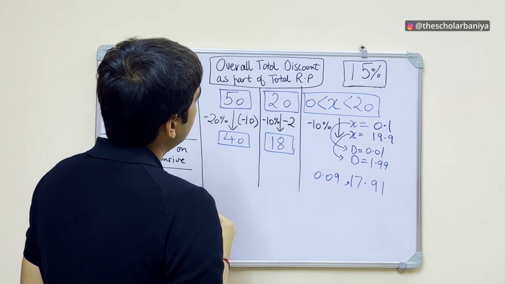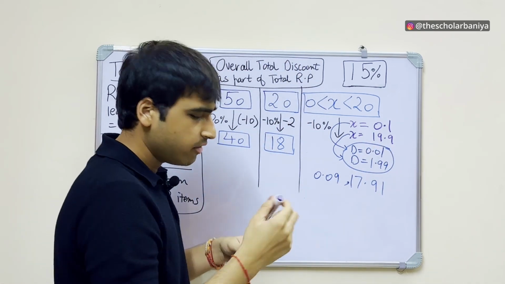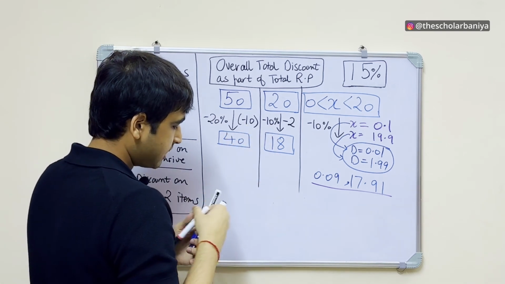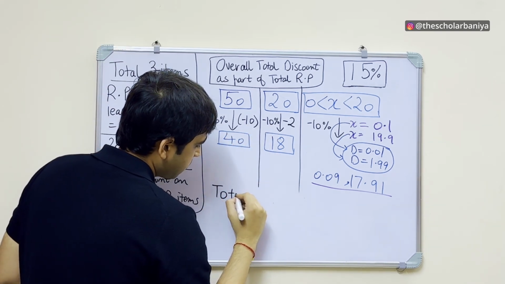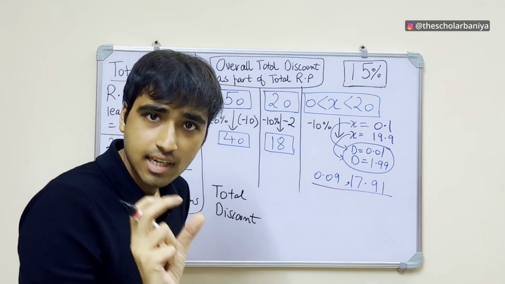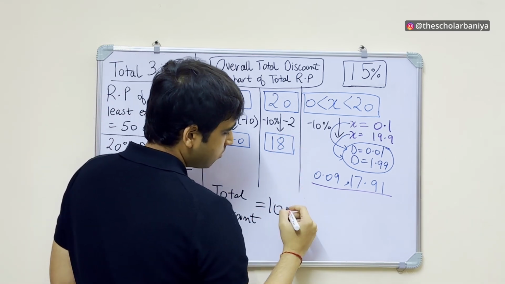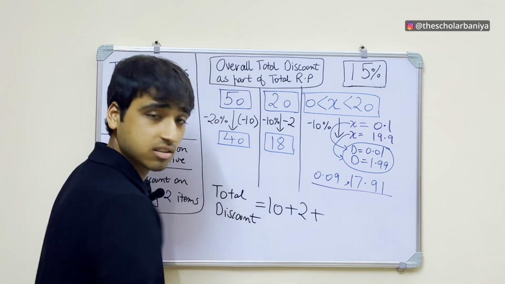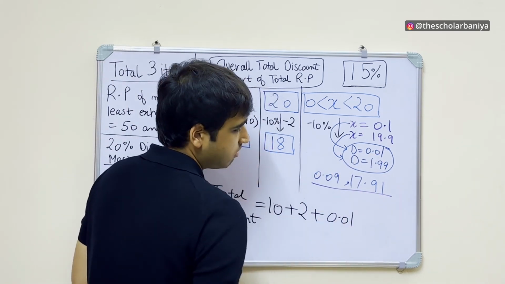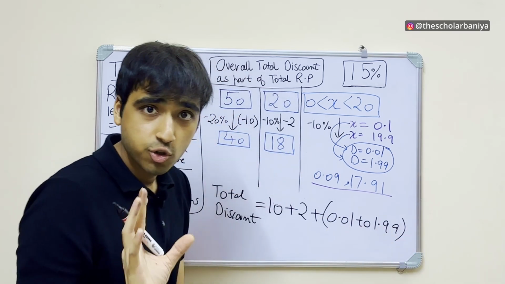So this is the discount, right? Actually, we don't care about these prices. Now, the discount, let's calculate the total discount. So the total discount will be how much? 10 plus 2 plus. This can vary from either 0.01 to 1.99. I hope this should be fine, right?